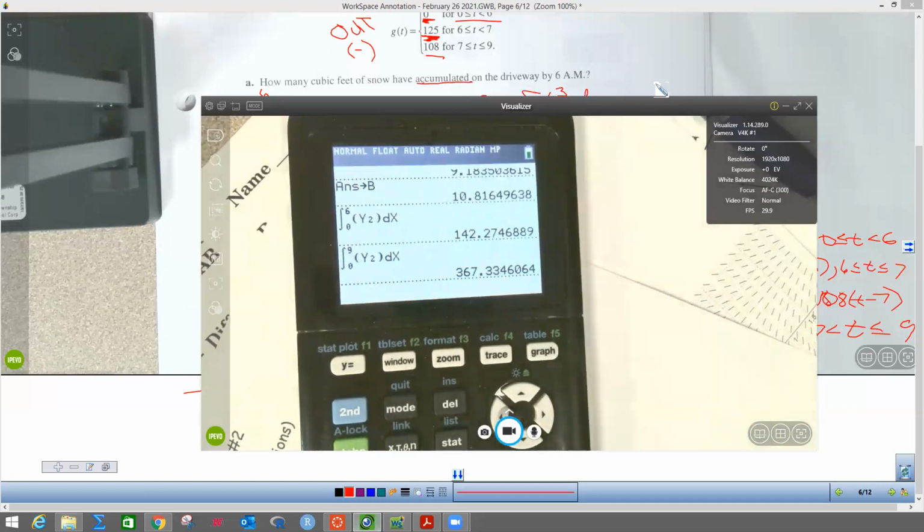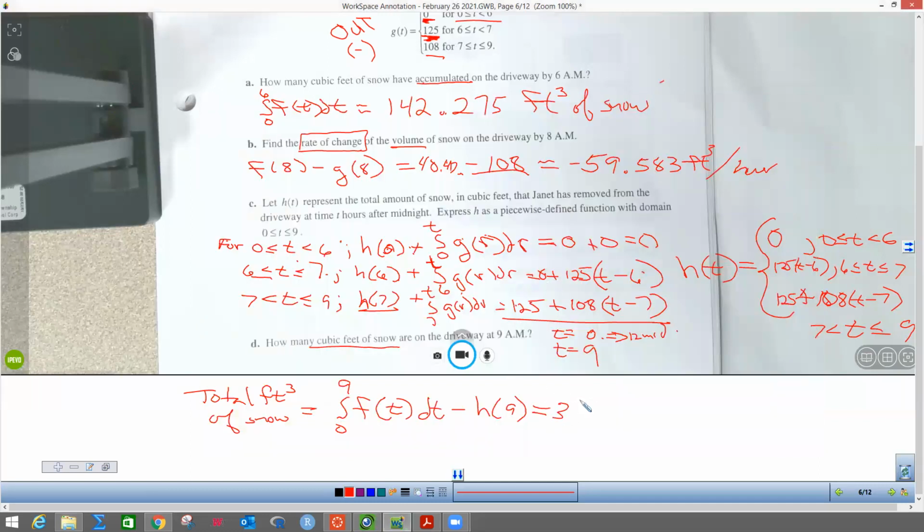So how many cubic feet? So this is going to be 367.3346... and then minus h of 9. Well, do you remember that this is the function we're using when t is 9 right here? So that means this is going to be minus, I'm going to subtract this thing and plug 9 in for there because we want to know when t is 9. So this is going to be minus, we're going to put 125 plus 108. And since we said t was 9, we got to stick 9 in there for that.